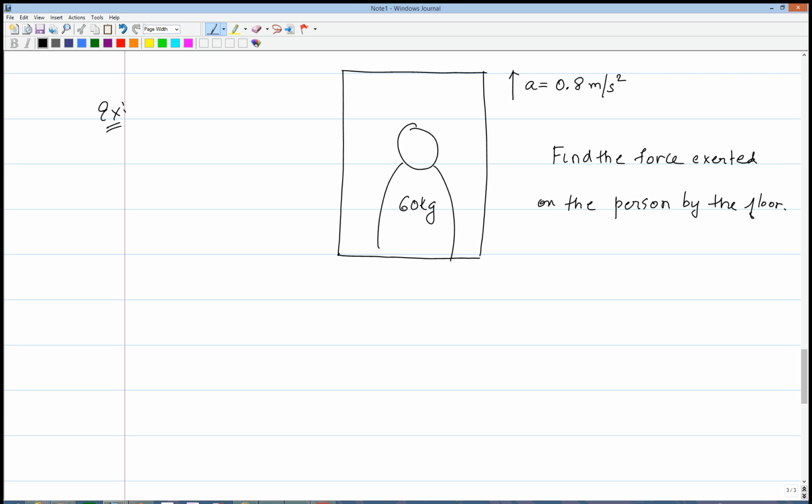So in this problem, we have a person in an elevator that is accelerating upward at 0.8 meters per second squared. The question is, what is the force exerted on the person by the floor? Or we could have asked, what is the force that the person exerts on the elevator? Okay. So let's understand this question once again.